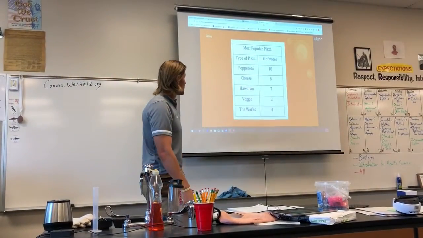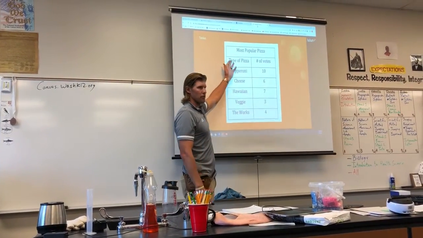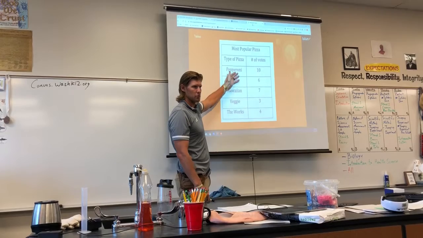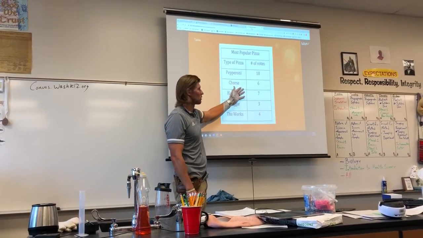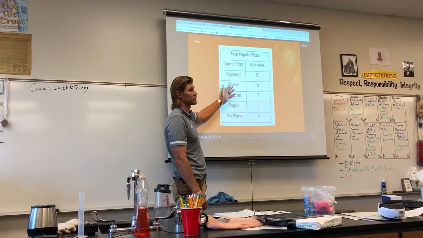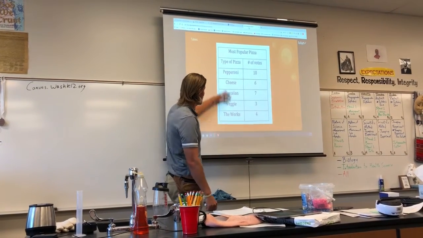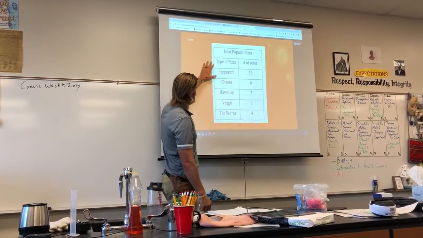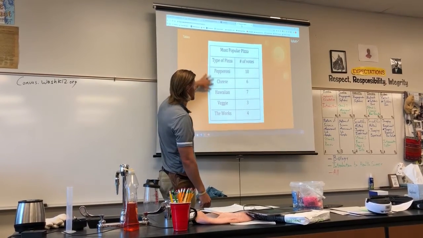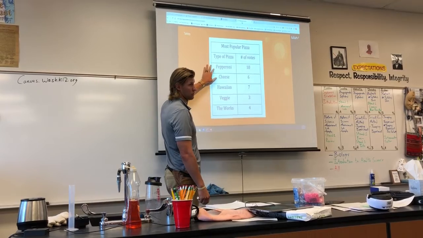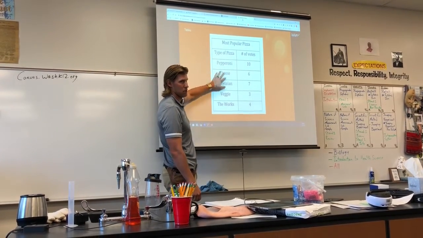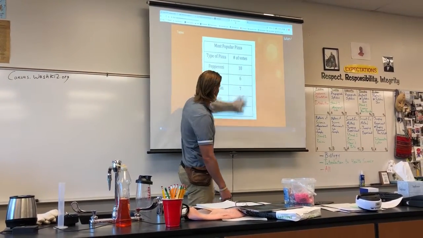Okay, so how would you guys make this graph? What type of graph would you make out of this? A bar graph. Why? Because it's the best for this scenario, right? All we have is what type of pizza people like. We could even make a pie graph if we want to. Get it? Pizza pie. All right. Okay. Right, and then we have the number of votes.